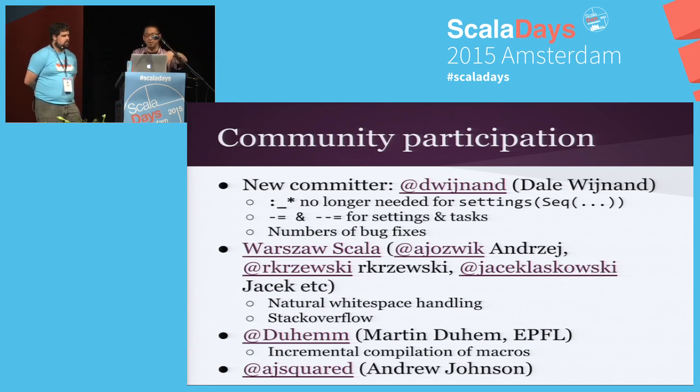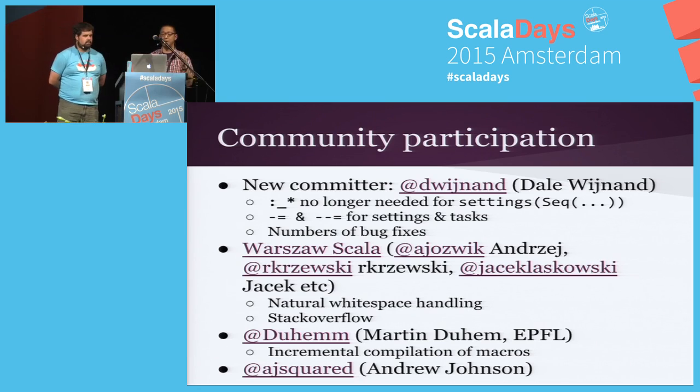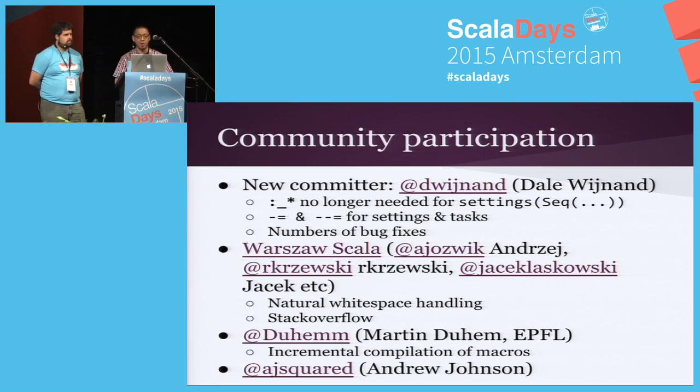So I just want to highlight a few that came to my mind while I was looking through. We have a new committer from the community, Dale Wynand, I'm guessing; I'm sorry if I'm not pronouncing it correctly. But he has like 22 pull requests. He's been adding really interesting features and fixing bugs. So one thing that happened, I think, in 0.13.9, or 8, is it 9 or 8? I'm not sure. It's 9.